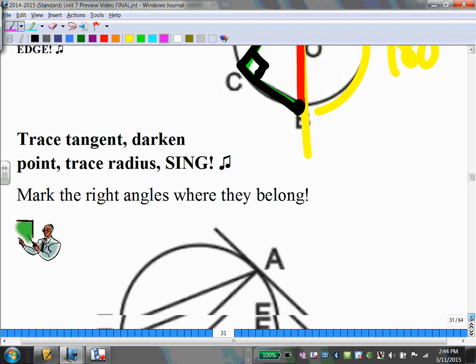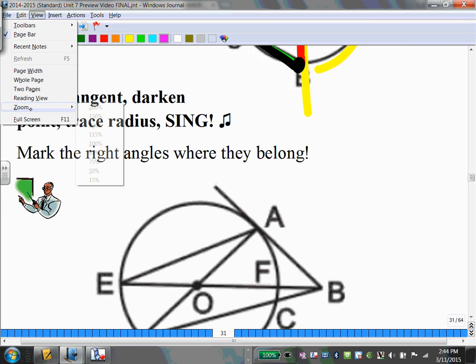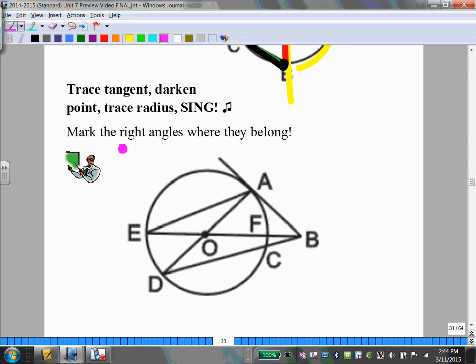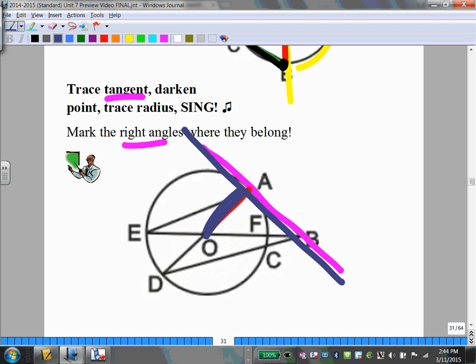Let's do a couple here. I'd like you to trace and sing with me. We're going to make any right angles that we can. I'm going to trace the tangent. Now trace the radius that meets the tangent. Now this looks really complicated, but if you sing, you'll know exactly where to put it. It goes like this: if tangent to a radius, right angle at the edge. Boom, there's your right angle.